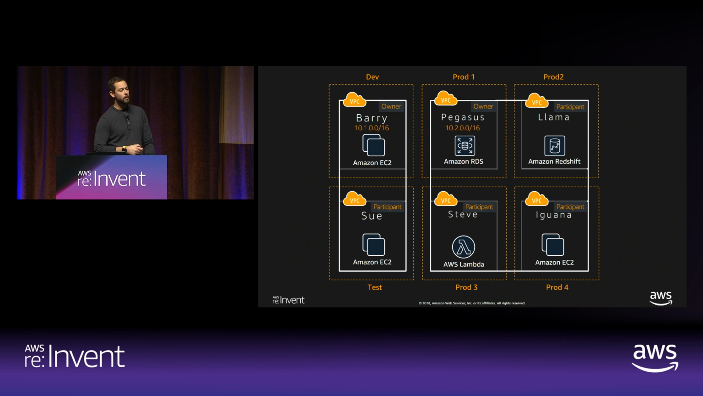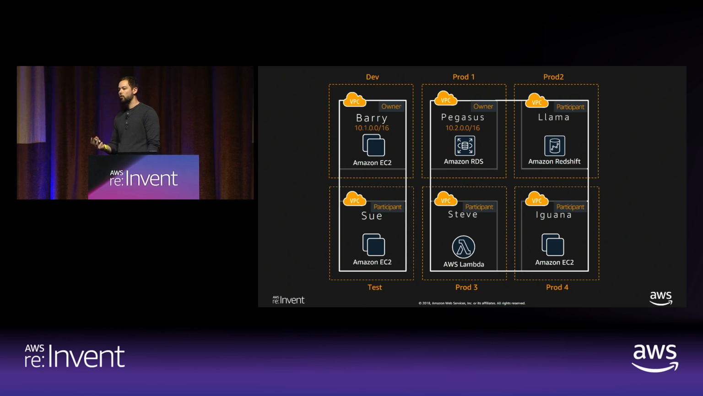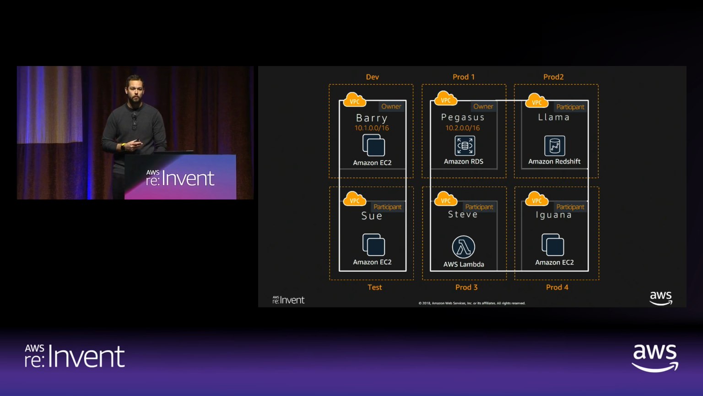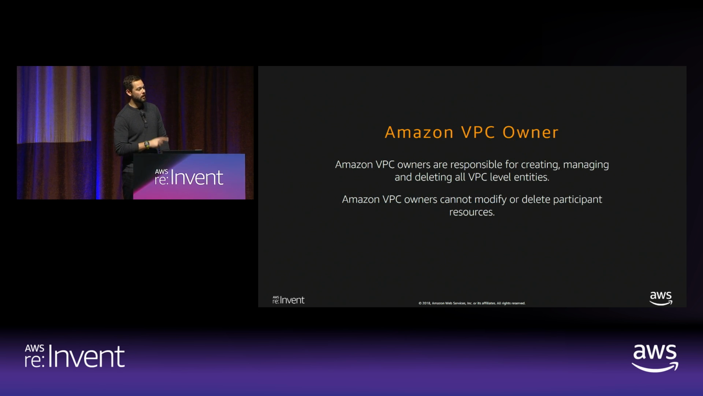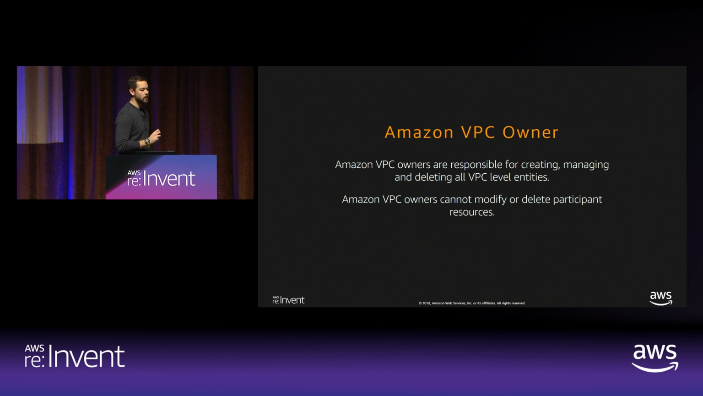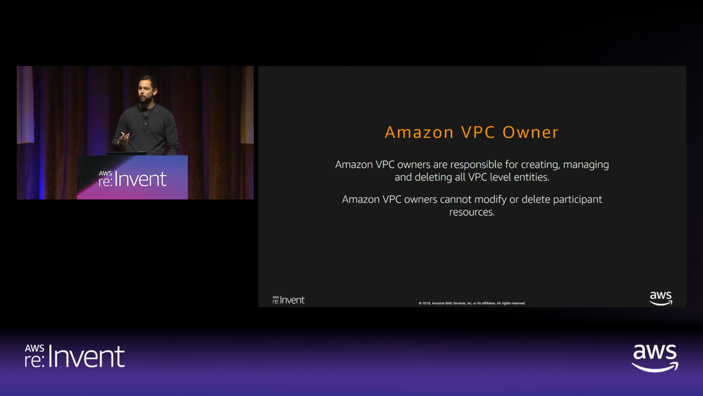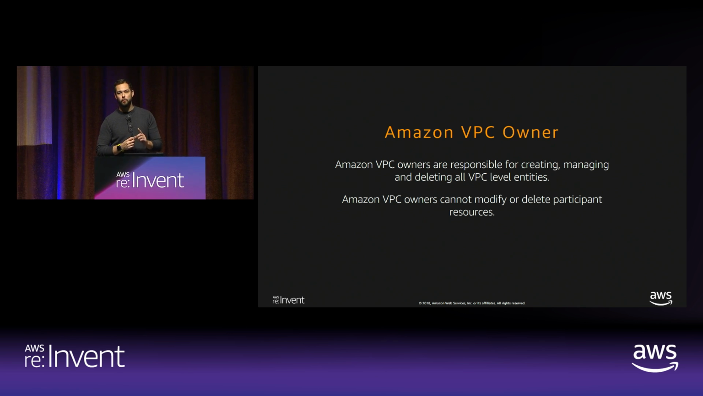So there's this concept that we had to make called an owner and a participant. Now stand by for a wall of text. Oh, the next one's worse. So an Amazon VPC owner is responsible for creating and managing the VPC itself. So think of like the route tables, the VGWs, all of the VPC constructs. That's the VPC owner. VPC owners can't delete participant resources. That'll be important in a second.